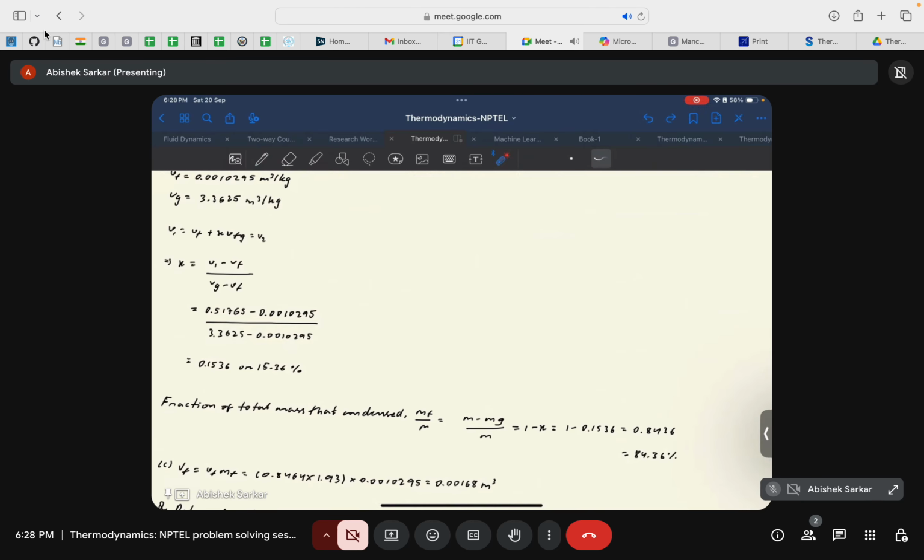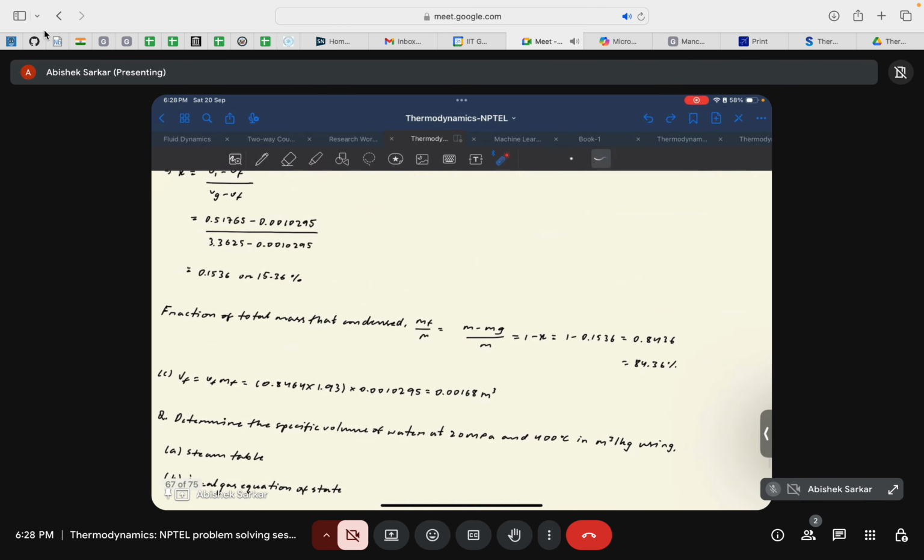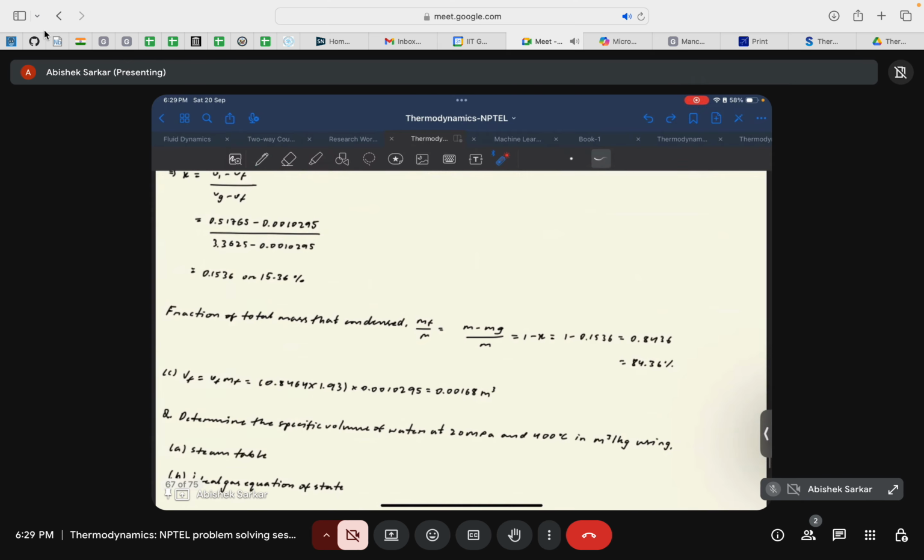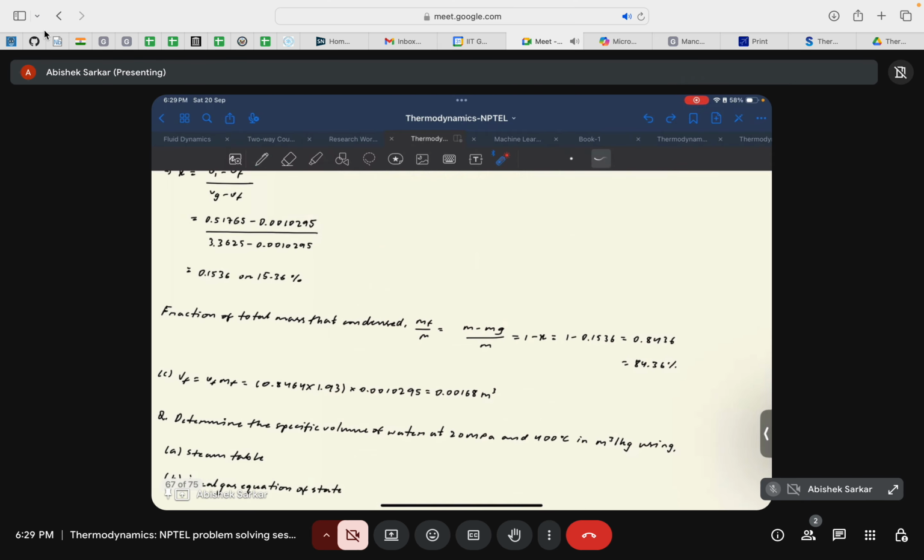If you look at this formula, I have even simplified it for your understanding. The fraction of total mass that is condensed would be mf by m, or m minus mg by m, because mg plus mf is equal to the total mass of the mixture. If you divide by m, we have 1 minus mg by m, and mg by m is x. So you will get the fraction of mass that is condensed to be equal to 0.8436 or 84.36%. I hope this is clear till now. Let us go to the third part.